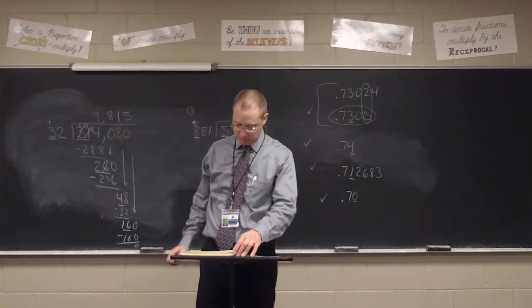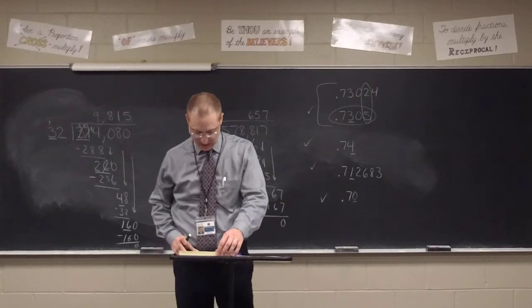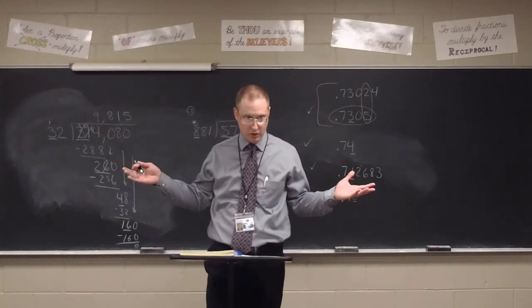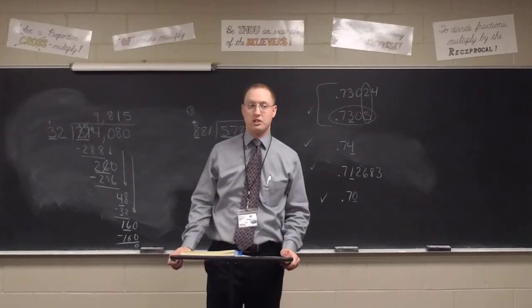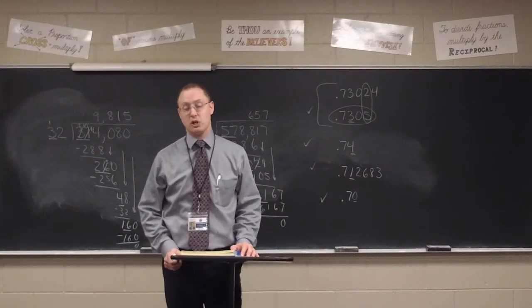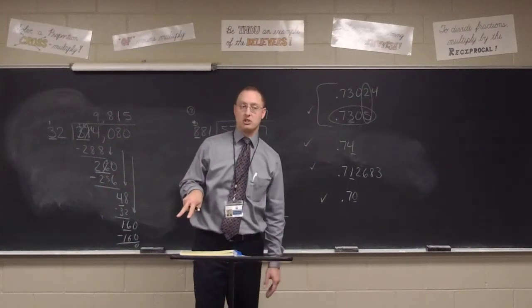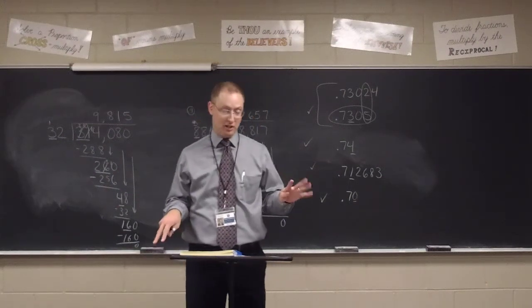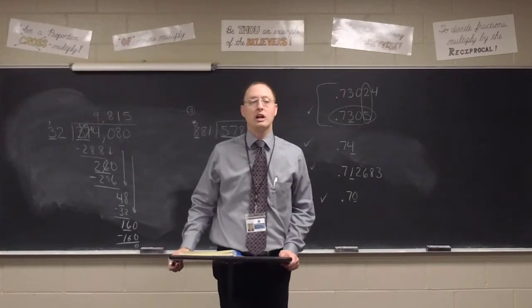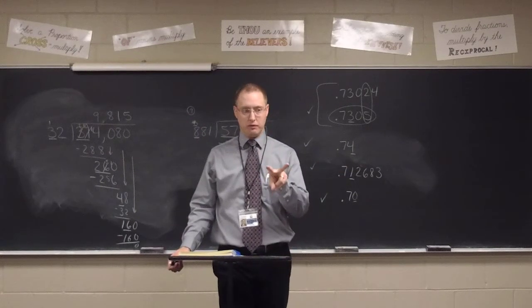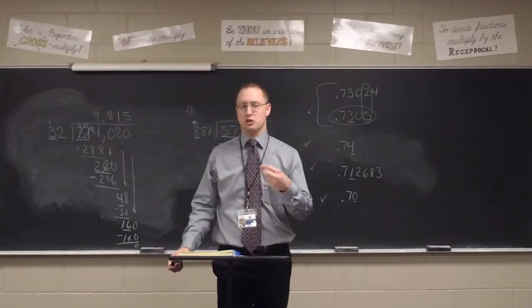Factors. Divisibility rules. Make sure you know those, right? If the number's even, it's divisible by 2. If the number ends in 5 or 0, it's divisible by 5. If it ends in 0, it's also divisible by 10. If it ends in double 0, it's always divisible by 100. If the last 2 digits are divisible by 4, it's divisible by 4.